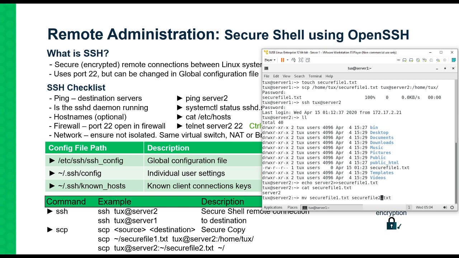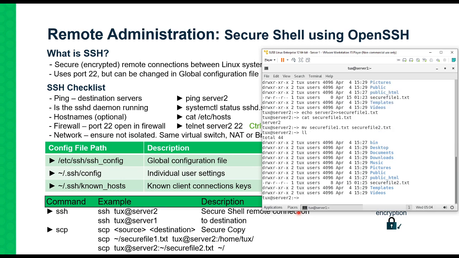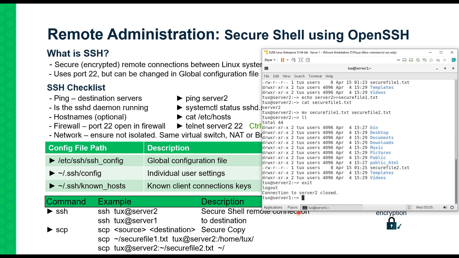So the purpose for this is to create our secure file 2, because we want to copy this file with the content of server 2 back to server 1 and see if we are able to utilize it. So let's hit enter, and now it has renamed our file. Let's do the LL, and now we know this file is called secure file 2. So let's exit server 2 and go back to server 1. So the next one will be to first clear our screen.